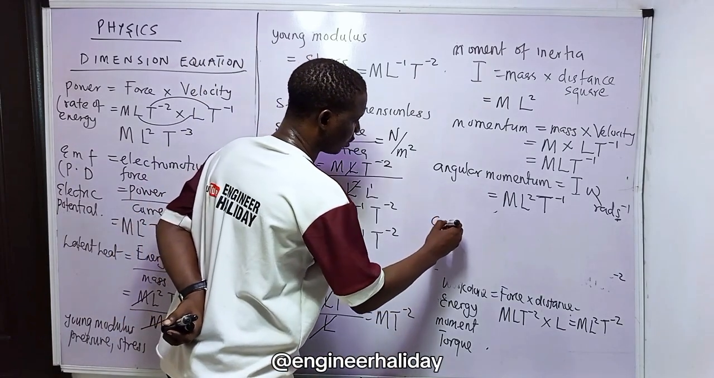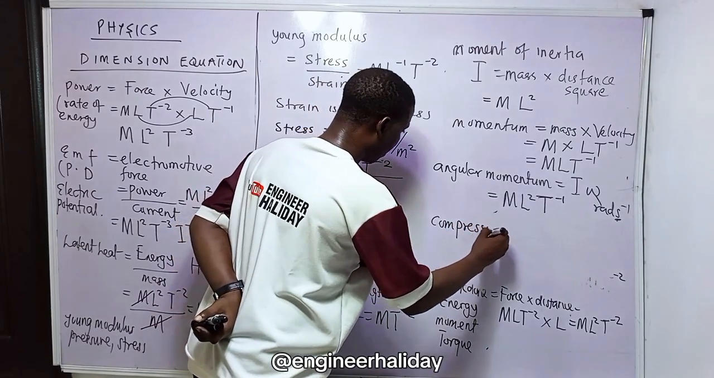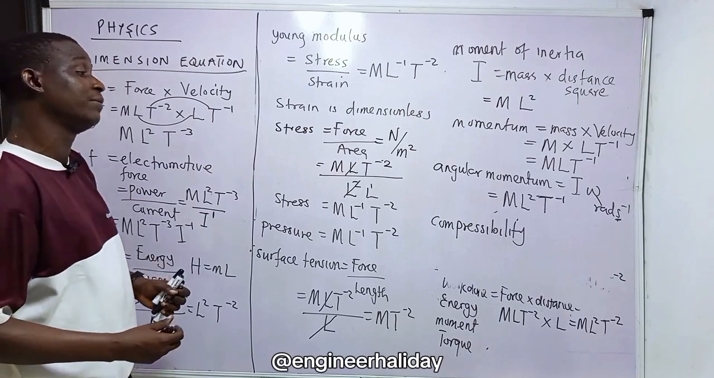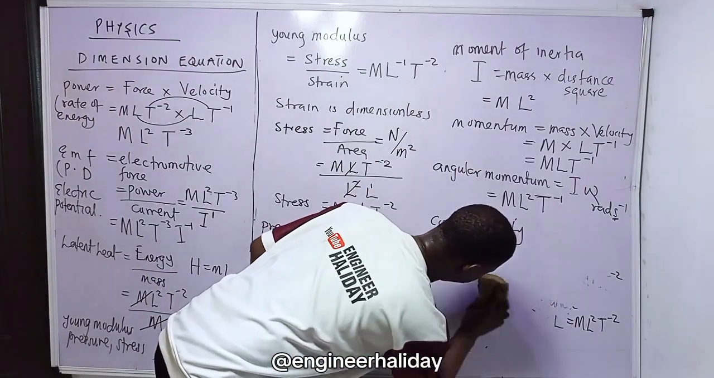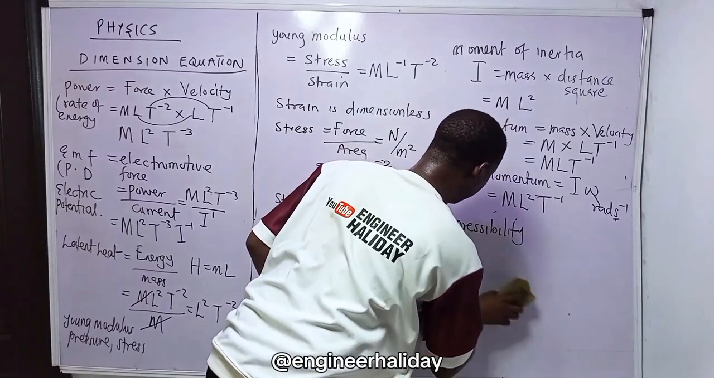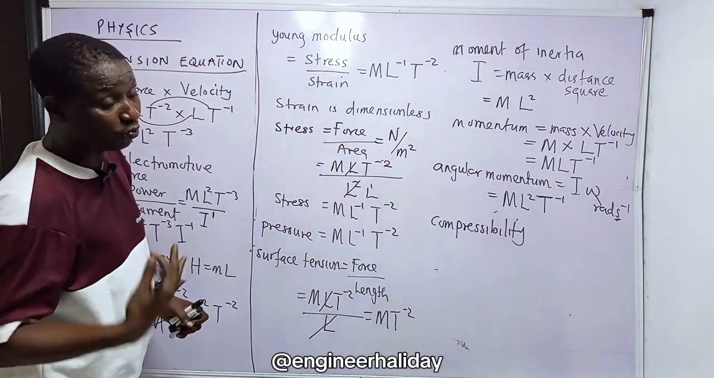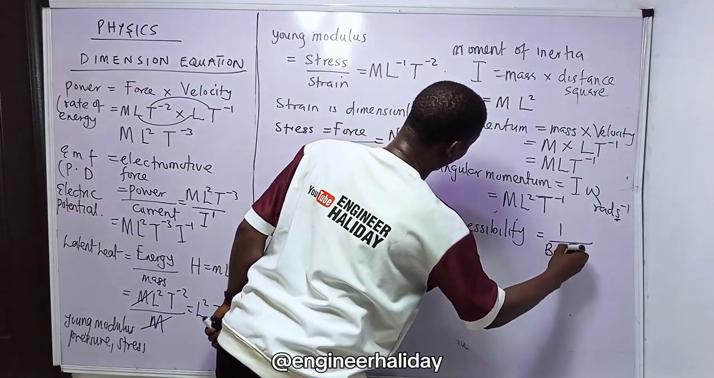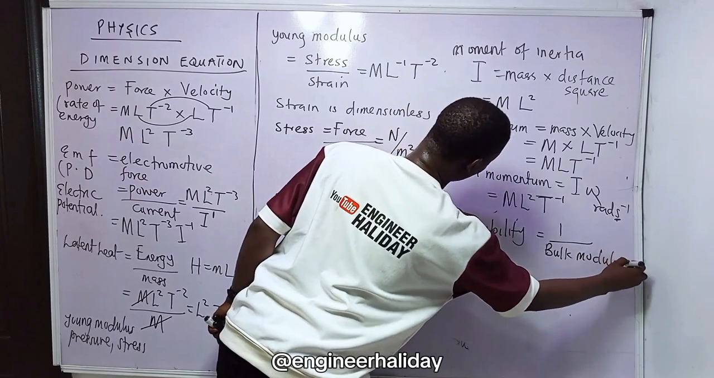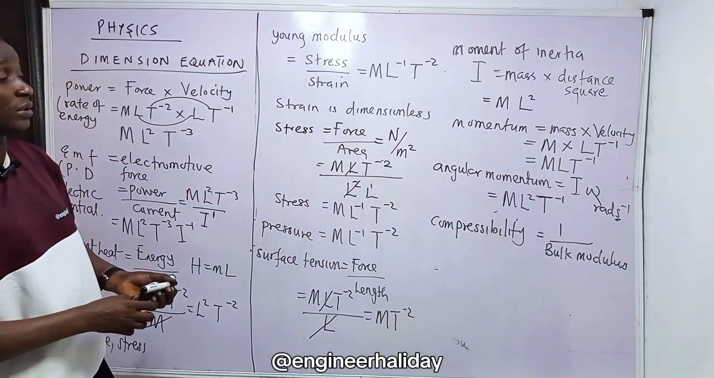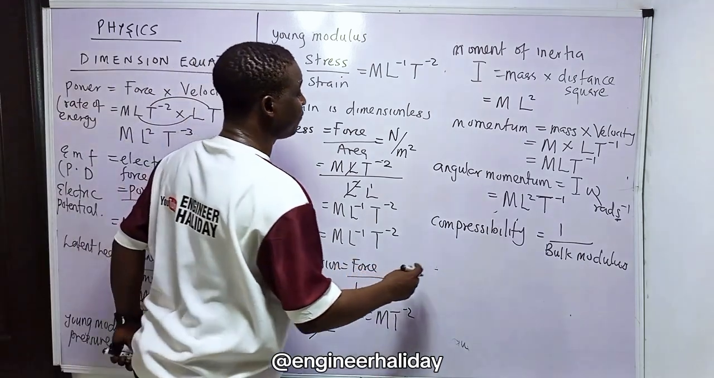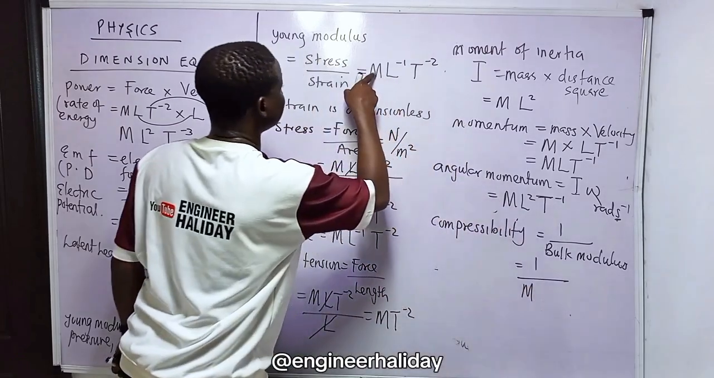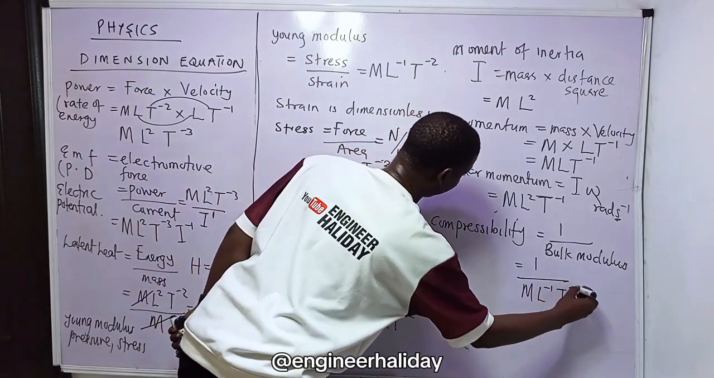We have what they call compressibility. Compressibility is the inverse of the bulk modulus. Anything modulus at all in physics has the same dimension as each other, whether elastic modulus, Young modulus, or modulus of rigidity. So it is an inverse of the bulk modulus. What we do is that we now take the inverse. What is the inverse of modulus? That is 1 over ML^-1T^-2.